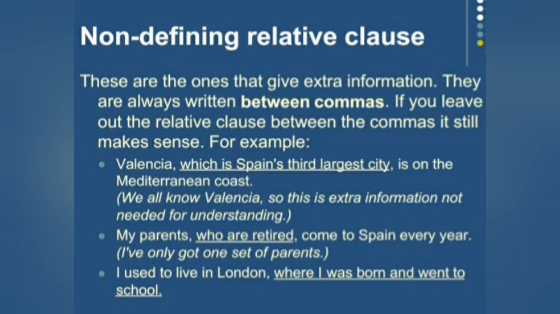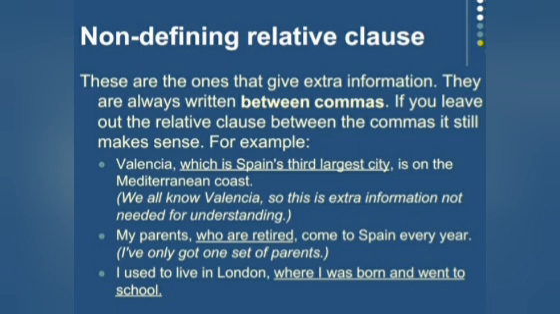Okay, take the second example. My parents, who are retired, come to Spain every year. So who are retired is extra information. Retirement has nothing to do with going to Spain. If I remove this clause, who are retired, from the sentence, you are left with: my parents come to Spain every year. Now what I am left with makes complete sense, and therefore this clause who are retired is separated from the main clause with commas.